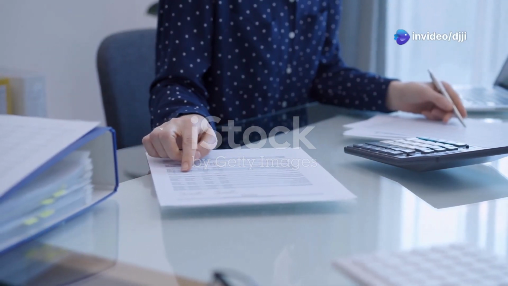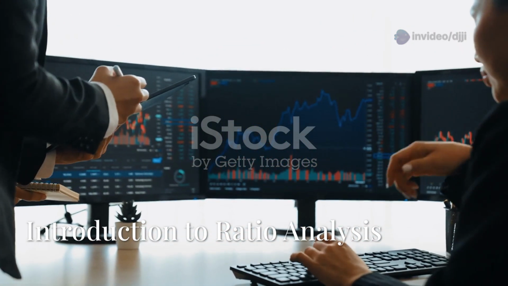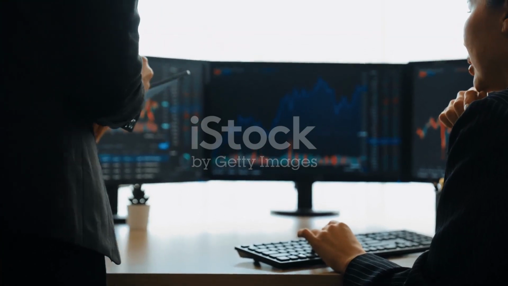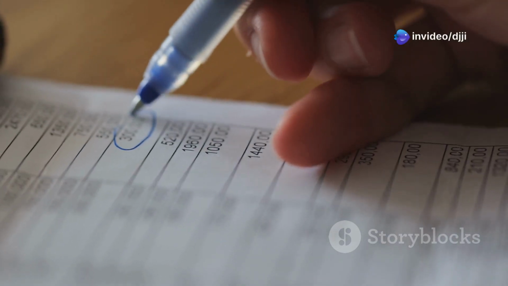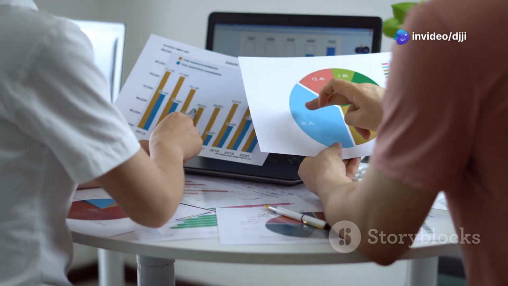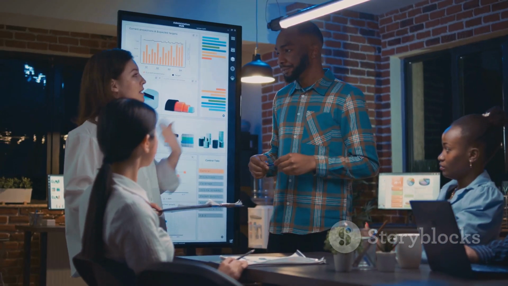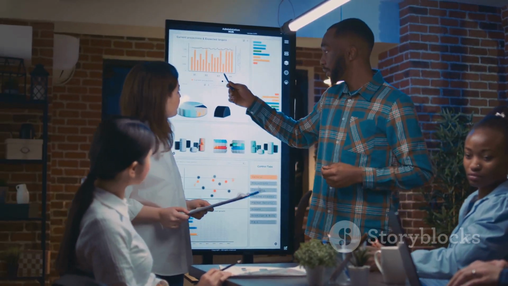Let's dive into this discussion on ratio analysis. Ratio analysis in finance involves calculating and interpreting financial ratios derived from a company's financial statements to assess its performance, health, and efficiency. These ratios are used for both internal and external comparisons, helping stakeholders like investors, analysts, and managers understand a company's strengths and weaknesses.